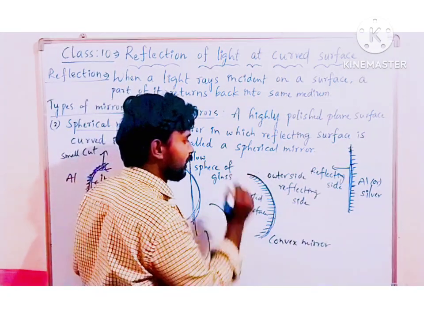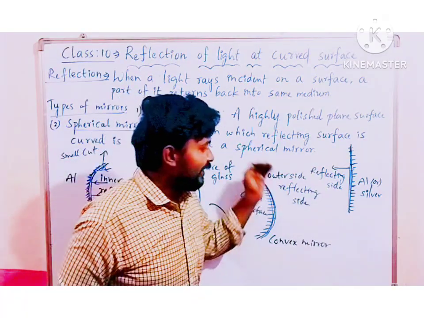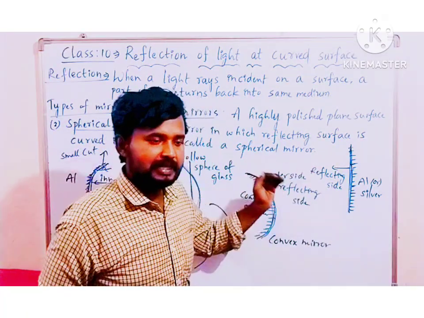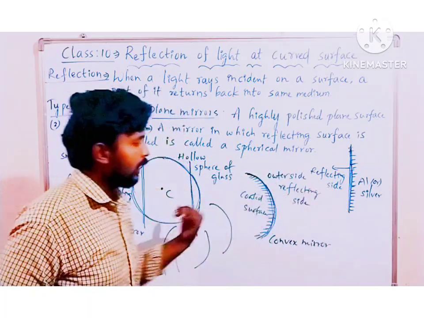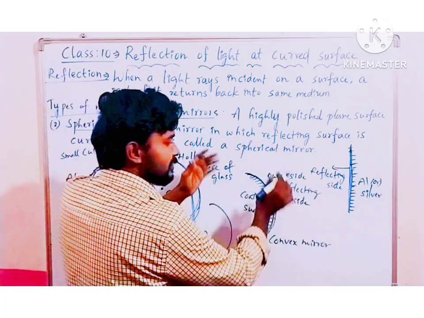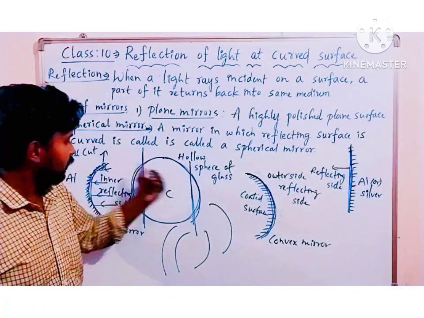Next, convex mirror. A spherical mirror in which the outer side acts as the reflecting surface is called a convex mirror. If the spoon is like this, it is convex; if the spoon is like this, it is concave. So if the outer side is the reflecting side, it is convex; if the inner side is the reflecting surface, it is concave.